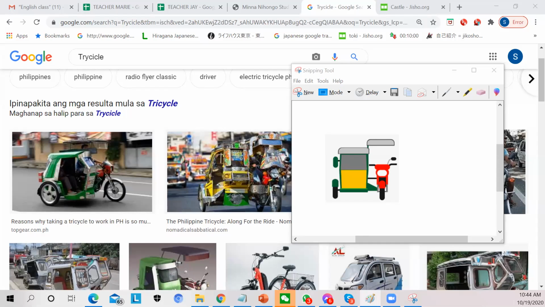Ano po, ulit yung vehicle in Japanese? Norimono. It's on the screen. Hindi ko po makita. Sa screen. Okay, how about now?